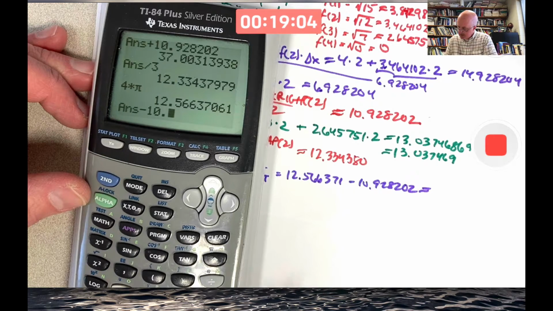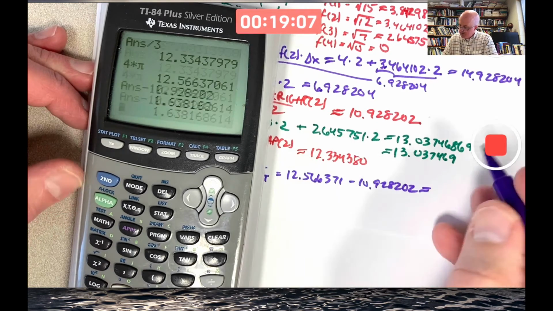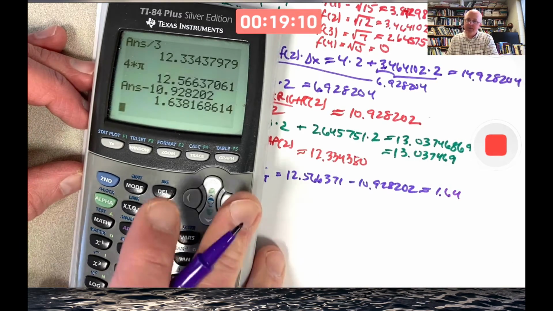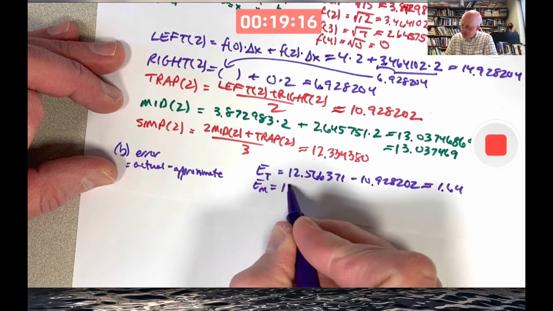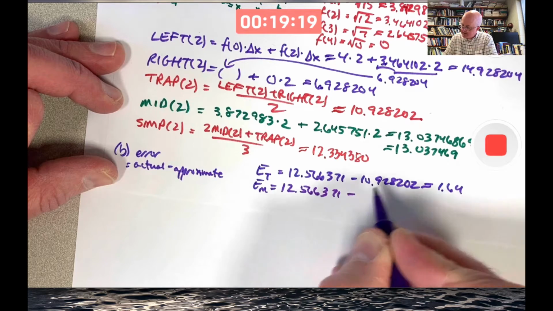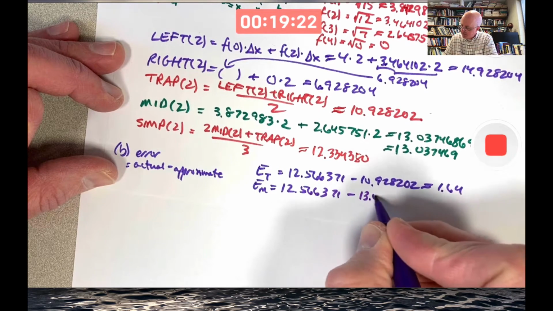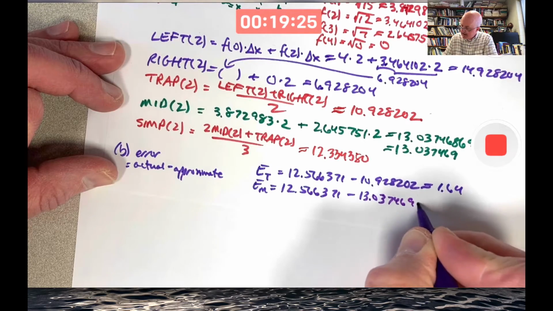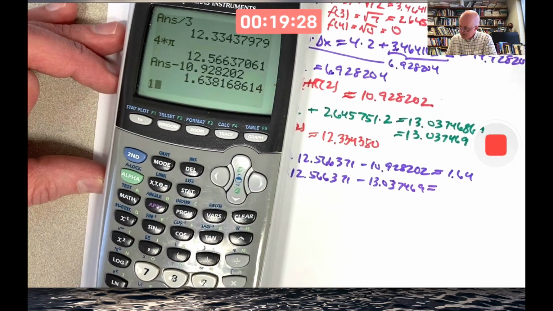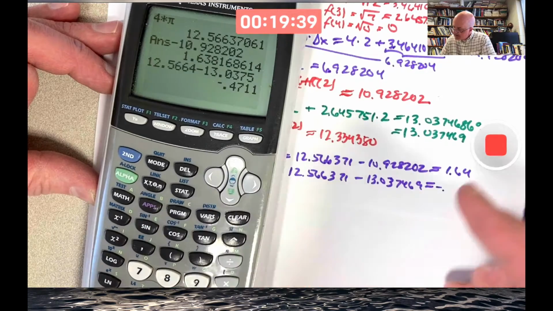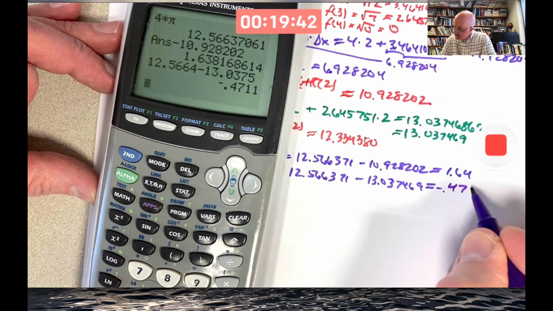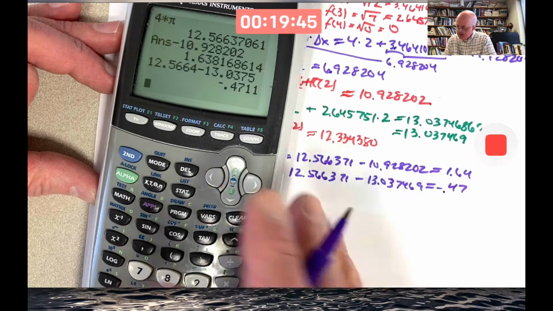Let's see, 1.928202 to about 1.64, say. A positive error when you have an underestimate. It turns out the error for the midpoint rule will be 12.566371 minus the value from the midpoint, 13.037469, and that will be approximately what here? 12.5664 minus 13.0375, I'm rounding more here, is about negative 0.471. Did I make a mistake? Is that right? Hopefully that's right and I haven't made a mistake. It's doing even better than twice as good as that one unless I've made a mistake somewhere.